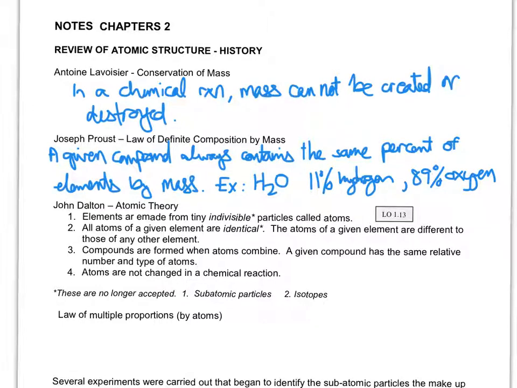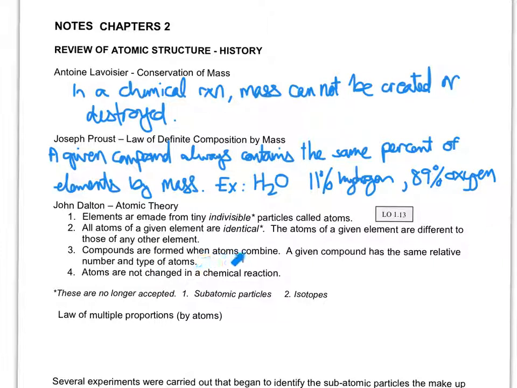All right, John Dalton, he's a big deal in chemistry. He came up with his atomic theory, which for the most part is still true. Again, they will never ask you to state Dalton's atomic theory or his name or anything like that, but you do need to understand the concepts there. So his first statement says that elements are, there's a typo there, are made from tiny indivisible particles called atoms. All atoms of a given element are identical. The atoms of a given element are different than those of any other element.